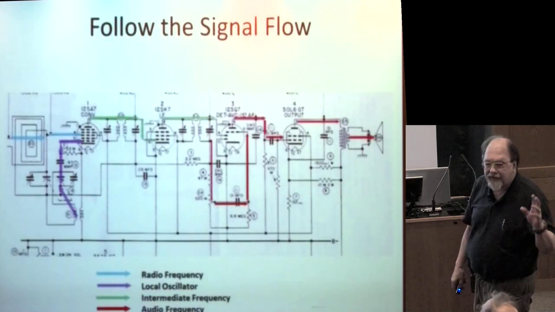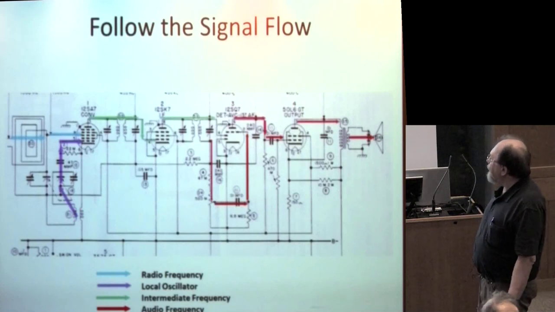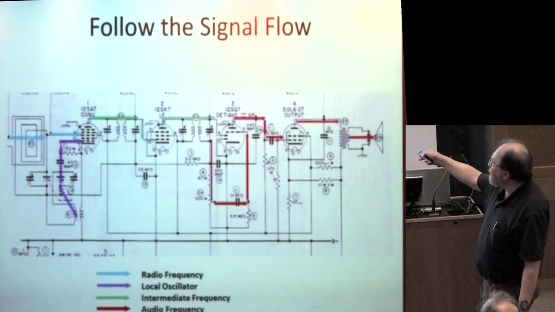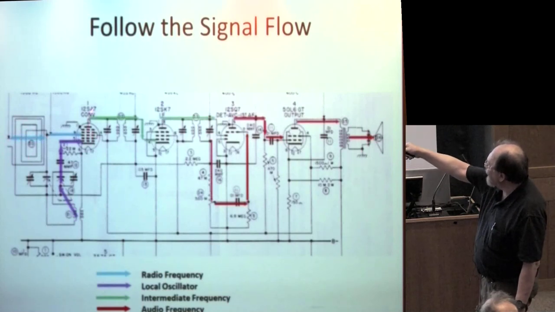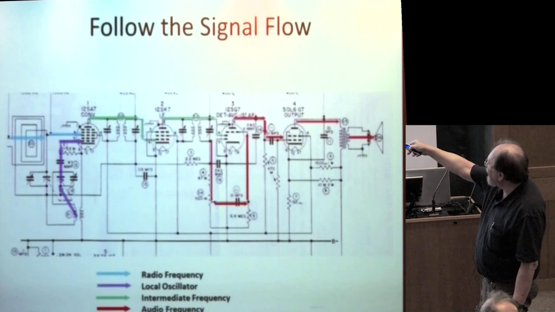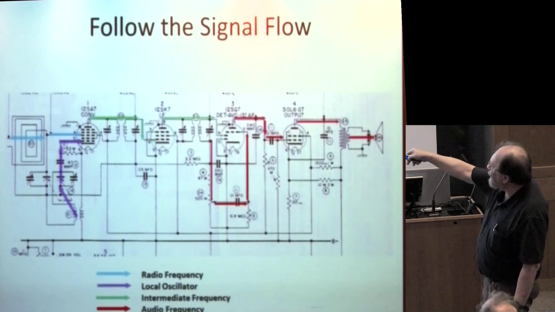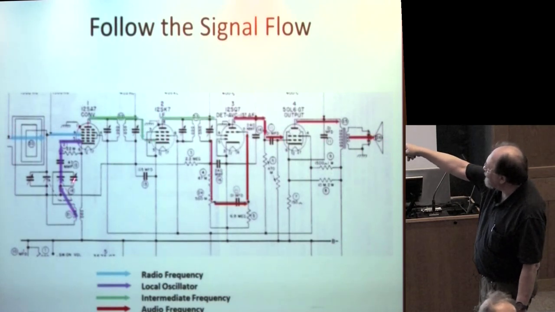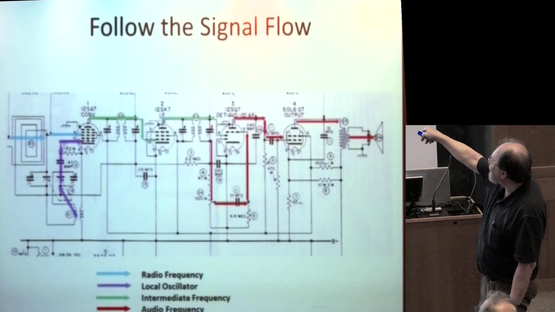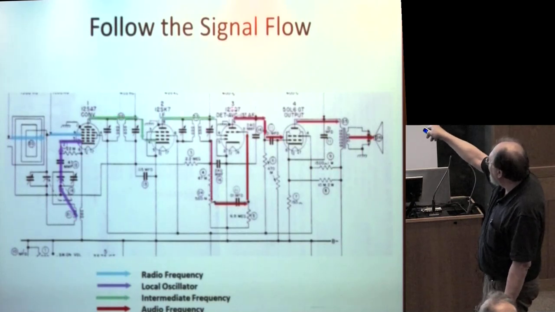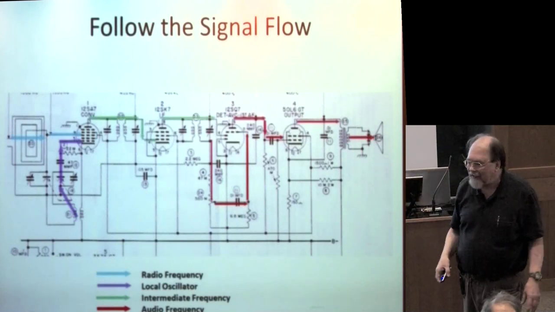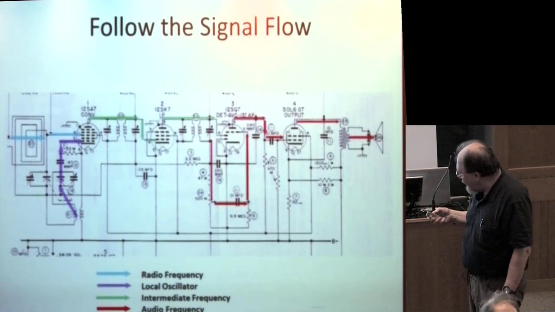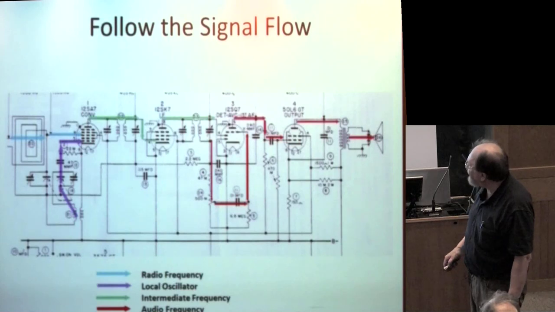Now, schematics in general flow from left to right. If you just follow your way, here's the loop antenna into the signal grid, out the plate, in the grid, out the plate, boom, boom, and we're changing from RF. Here's the local oscillator, we get IF, and then the detector makes it into audio and out. Think about those concepts, and that's how you analyze what's going on in your set.